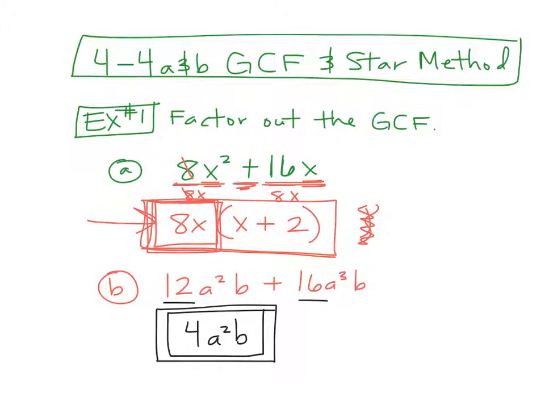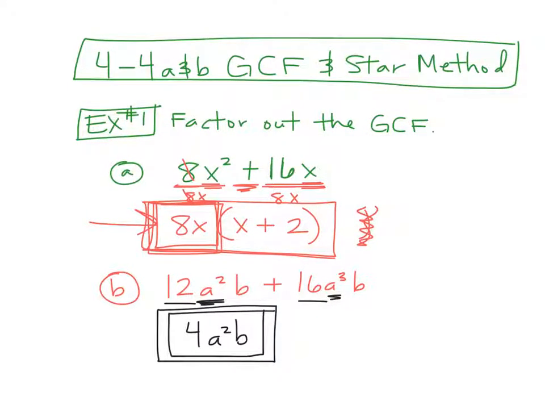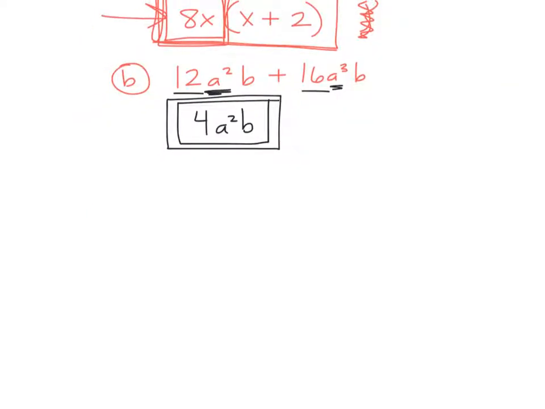Yeah, so your variables, you would pick your smallest exponent. Yes, of all the exponents that you have, pick the smallest one because you can't take more than what is there, right? So we can't take a to the third out because there's not an a to the third here. Are we good on that? That's GCF. Okay, then we're going to do star method.